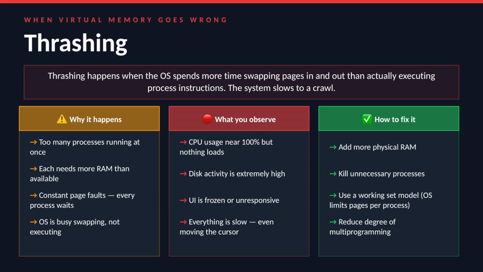That is called thrashing. It happens when too many processes are competing for too little RAM. Every process keeps causing page faults, and the OS is stuck in this endless loop of swapping pages. Now, how do you fix it? You can add more RAM, kill unnecessary processes, or reduce the number of processes running at the same time.